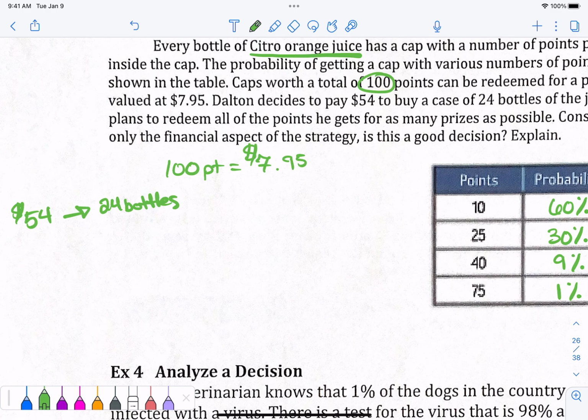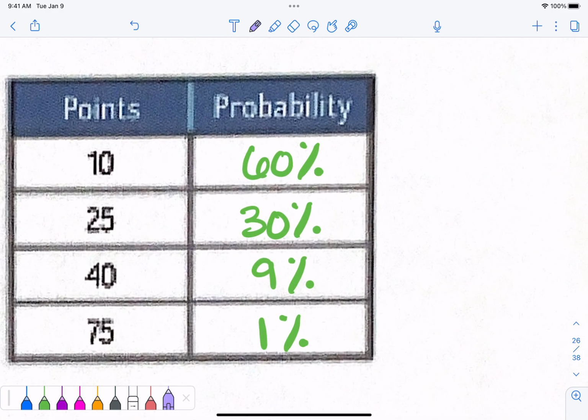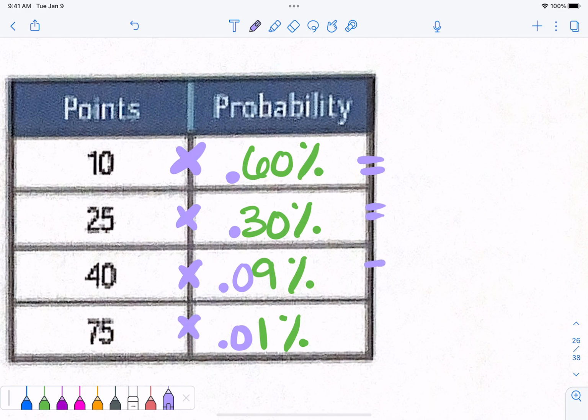So I know that I'm going to get points underneath these bottle caps, but I want to see if the number of points that I get and the amount of money that I get is going to basically knock out the $54. Is it going to pay for itself? That's what we have to decide. So let's look at this chart right here. And you remember when we did weighted average? We were trying to calculate the number of words per minute times the student, or the credits times the student, whatever. So we multiply these across, equals. But 60% is actually 0.6, true? 30% is 0.3, 9% is 0.09, and 1% is 0.01. That's the way this works.